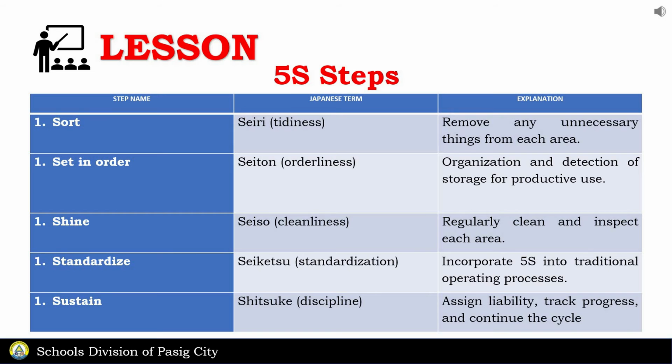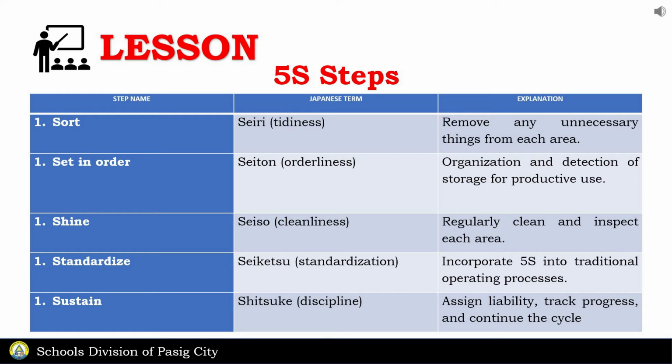The 5S steps. Step name: 1. Sort. Japanese term: Seiri, or tidiness. Explanation: remove any unnecessary things from the area. Set in order. Japanese term: Seiton, or orderliness. Explanation: organization and identification of storage for productive use.